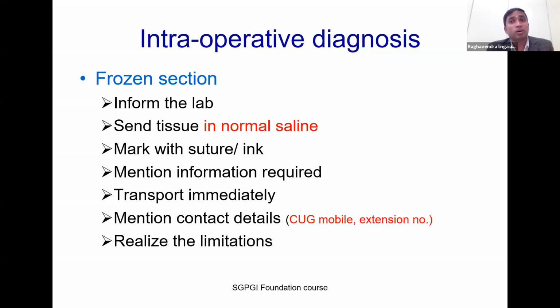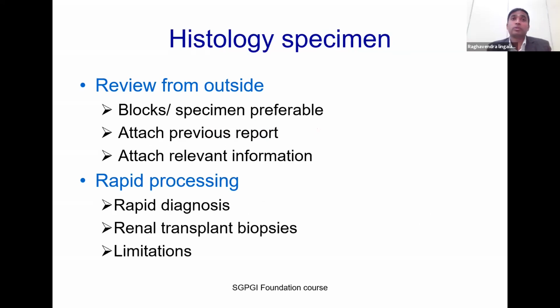Mention your CG number or the extension of the OT that you are in, and please realize the limitations. We cannot give a conclusive diagnosis based on a frozen section, but it can help you in knowing whether the margin is involved or not, whether the tumor or the neurons are there or not. Depending on what kind of request it is, the conclusive report will come only after you send it for routine histopathology.